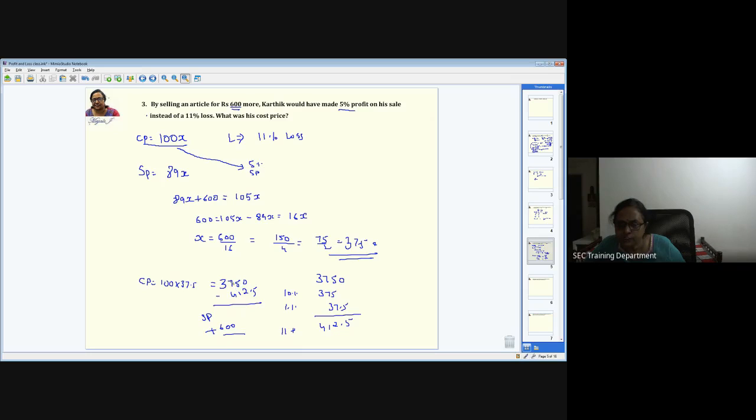This is cost price. Again, what is 10%? That is 375. So what will be 5%? Half of 375. What is half of 375? Divide by 2: 187.5. So that will be added to 3750. So that will be the value.